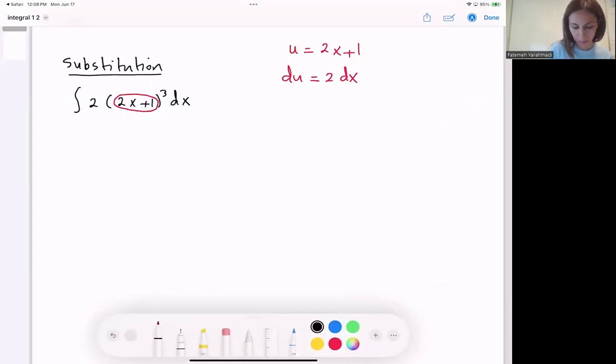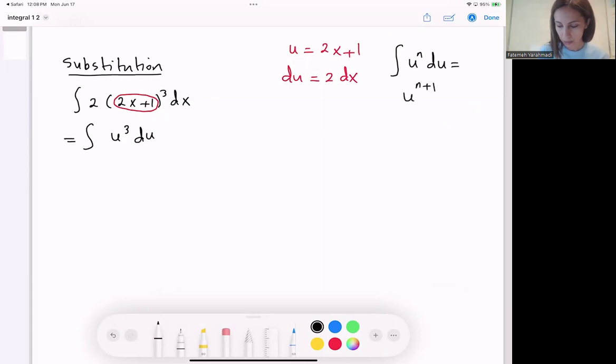This is equal to the integral of u to power 3 du. But remember that the integral of u to power n du is equal to u to power n plus 1 divided by n plus 1, plus constant of integration. This is what we learned before.